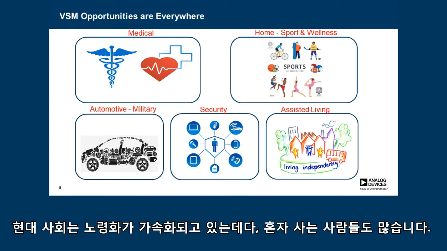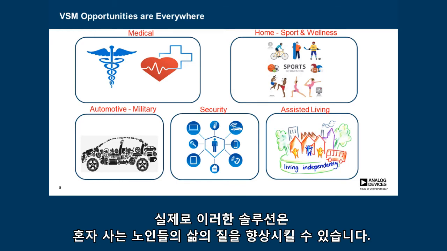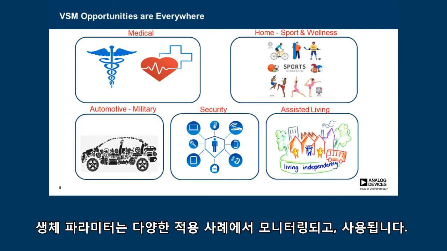Another market is assisted living. There's a lot these days on an aging population. You have a lot of people these days that live alone. So if you can support those people by monitoring their activity, maybe from remote detect when there is a fall, you can improve the quality of life of elderly people that are living alone. So vital parameters these days are monitored in a lot of different use cases.